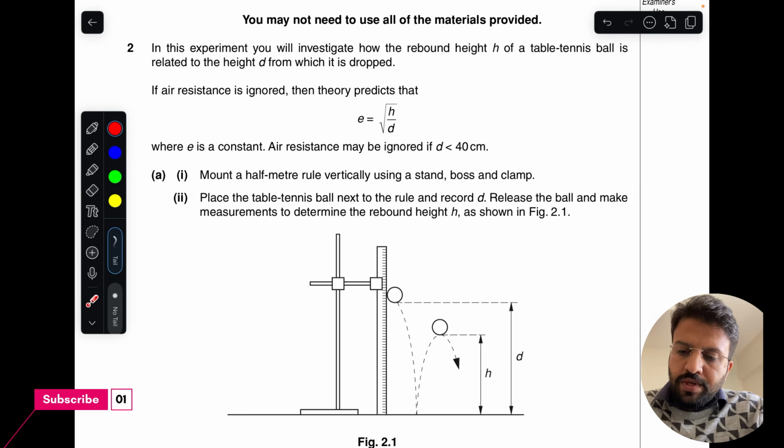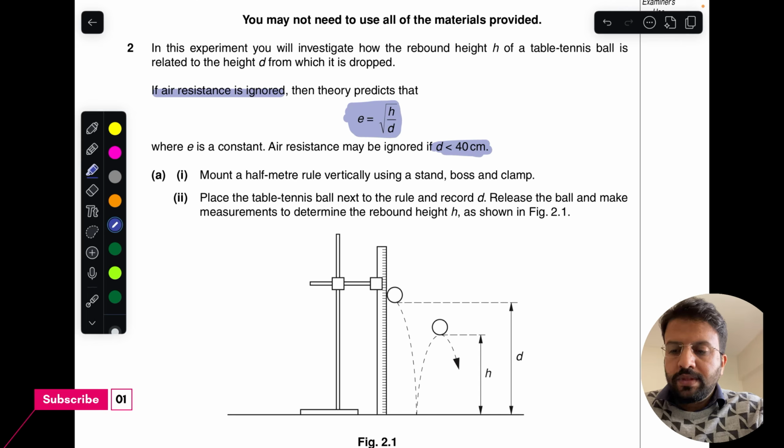This is the equation they have given. If air resistance is ignored, the theory predicts that e equals the square root of h over d, where e is a constant. Air resistance may be ignored when d is less than 40 centimeters. So if you notice, they are telling us that when air resistance is ignored, this equation is valid, and air resistance can be ignored when the height d is less than 40. So in this experiment you have to drop the ball from a height less than 40. If you take a value equal to or greater than 40, your experiment will be wrong.